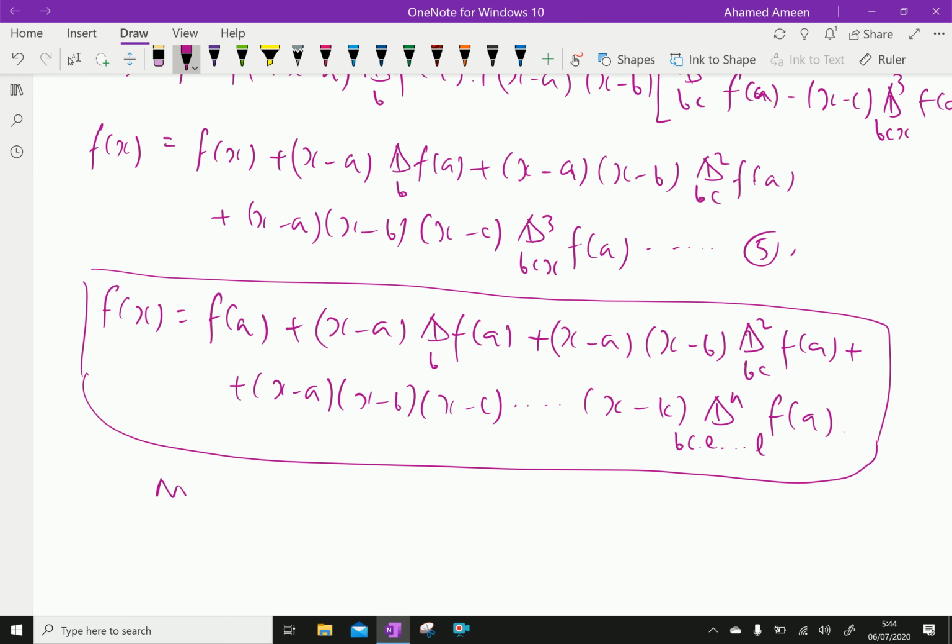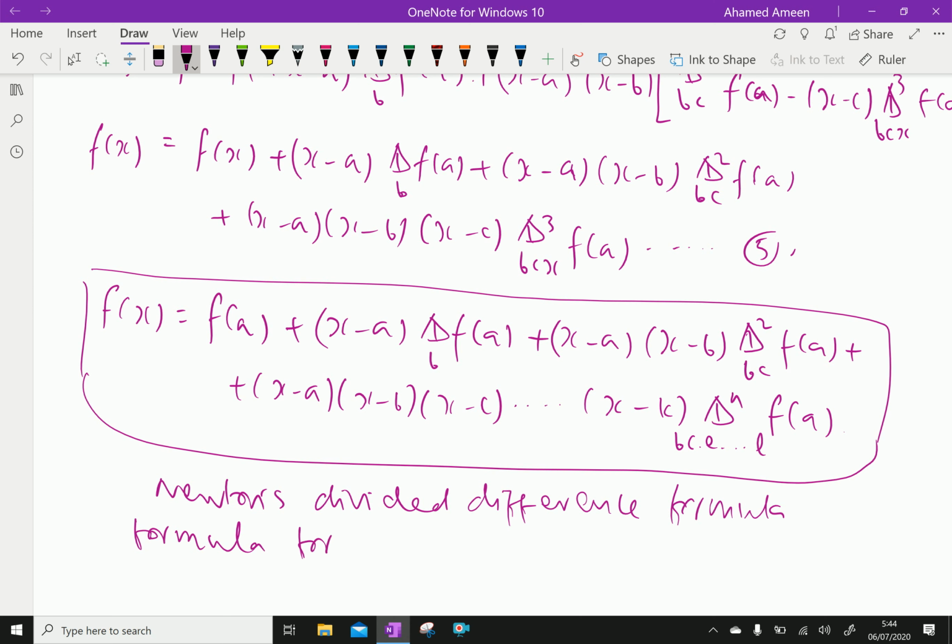This is Newton's divided difference formula for unequal intervals. By using this formula, we can fit the polynomial for given values.